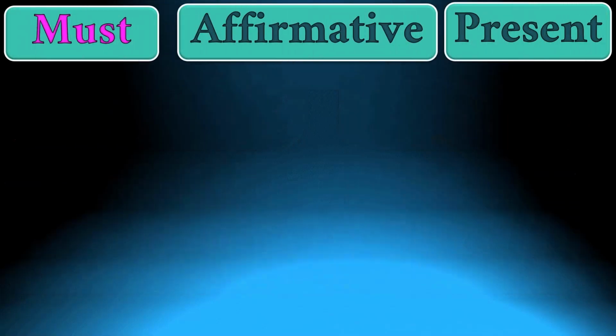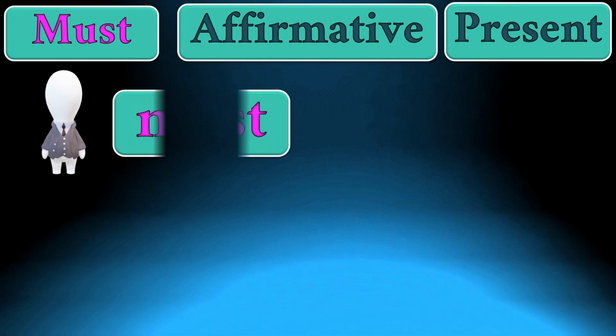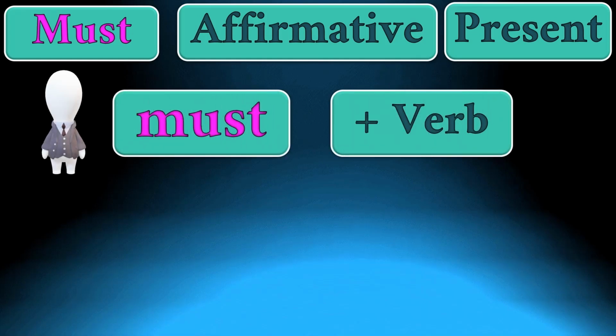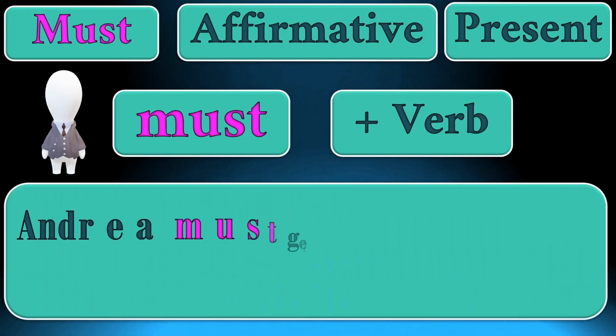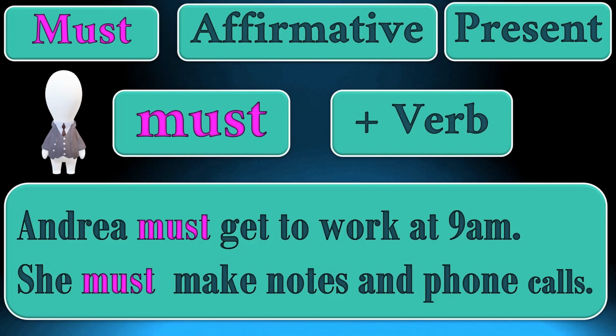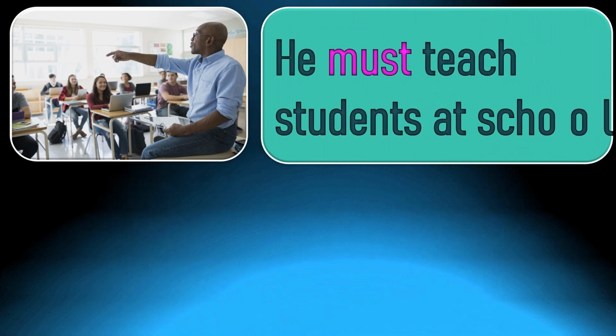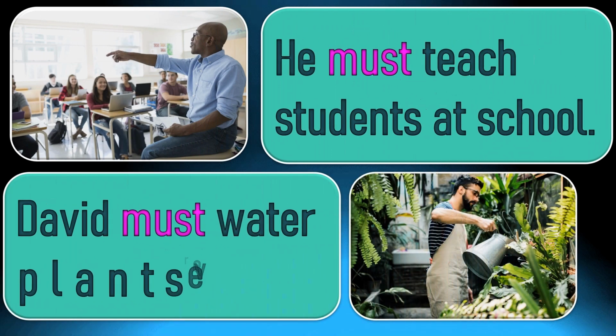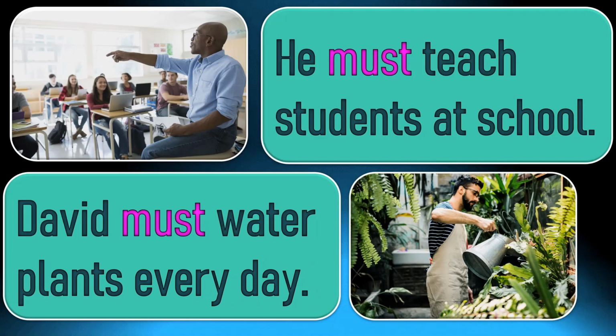Making an affirmative sentence with obligation in the present, we begin with the subject, then must, and a verb. Andrea must get to work at 9 a.m. She must make notes and phone calls. He must teach students at school. David must water plants every day.